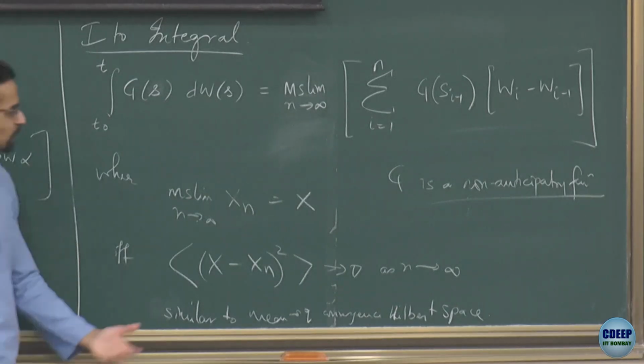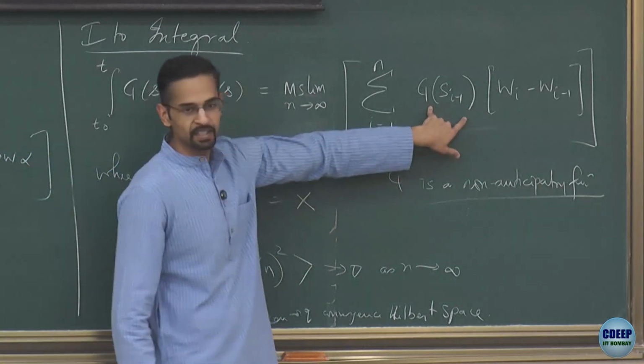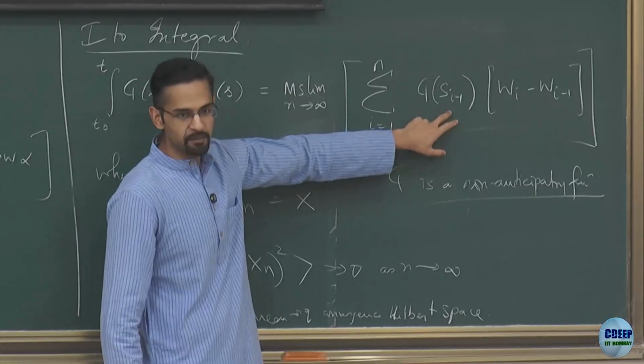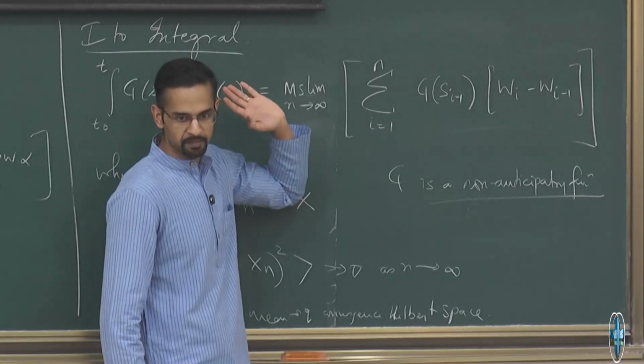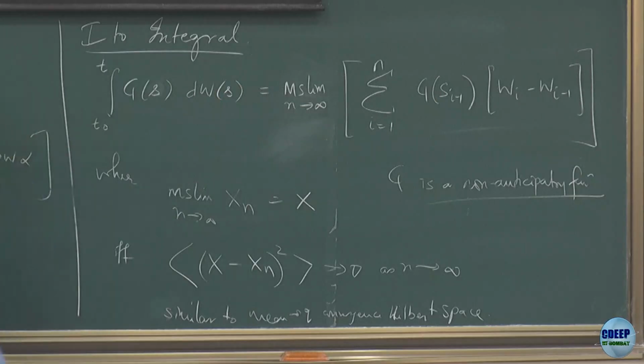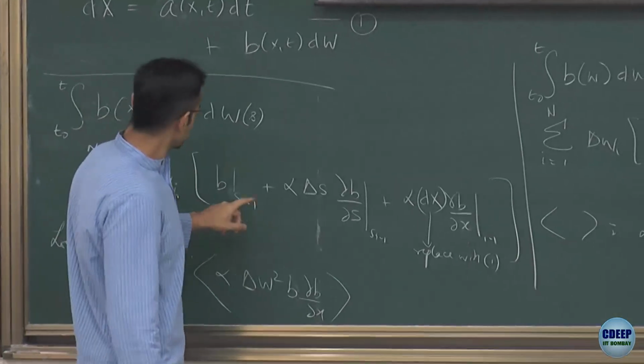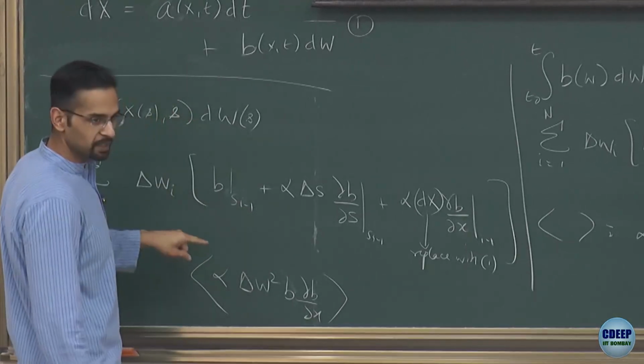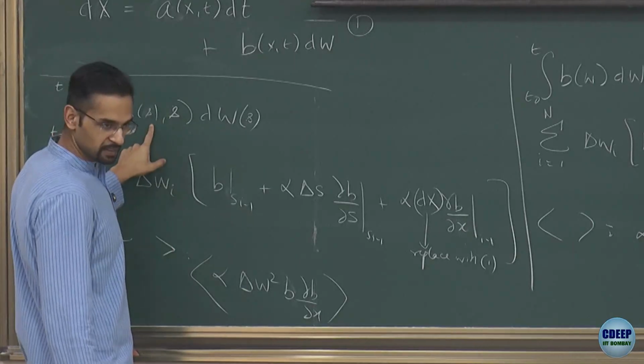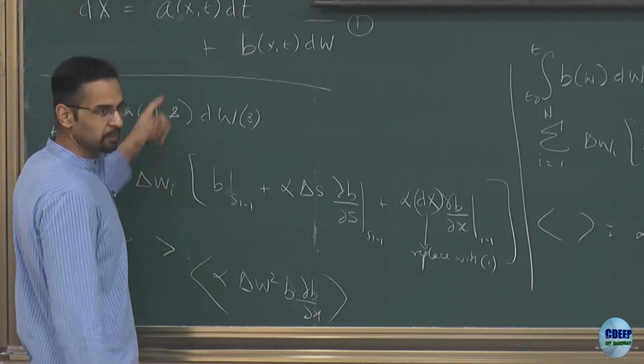So as long as all the problems we'll be considering, this integrand will be some function of s_{i-1} and past time. For example, here, correct, the b depends on x. So when we come to b at s_{i-1}, b depends on x at s_{i-1}, but x at s_{i-1} depends on the past.